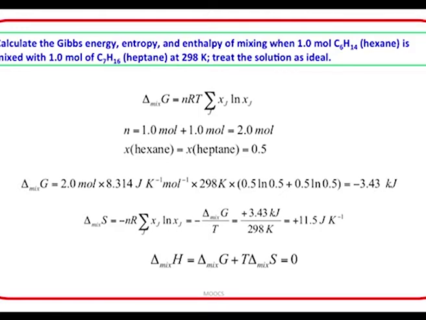Let us analyze the results a little more carefully. The free energy of mixing is coming out to be negative. That is what is expected. The enthalpy of mixing is 0 and entropy of mixing is 11.5 joules per Kelvin. This is positive. So this numerical problem also demonstrates that the spontaneous mixing is driven by the entropic factors. It is the entropy of mixing which drives this process of mixing.